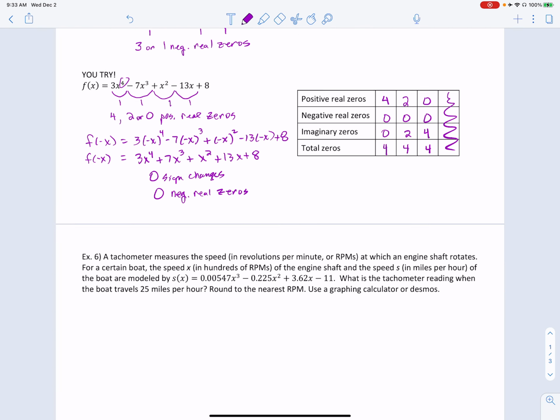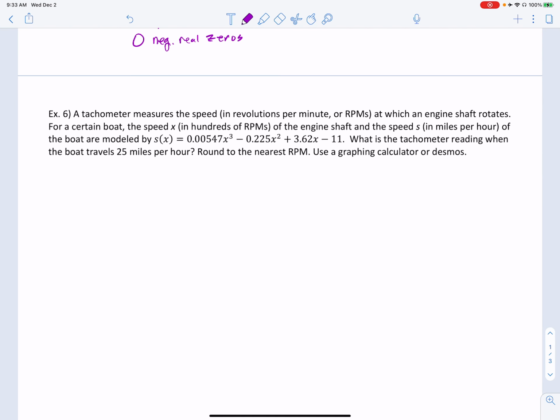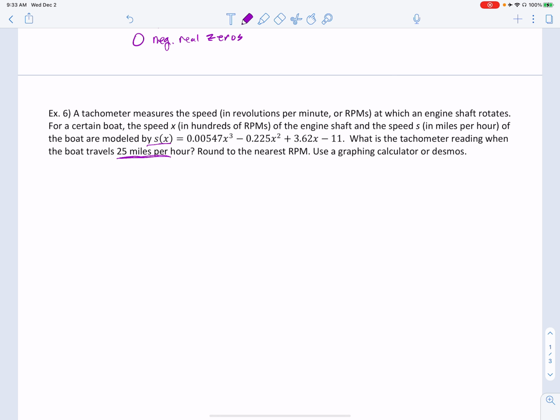Then just a little application problem here. And for this one, I want you to use Desmos to get the graph of it once we get going. So let's see. A tachometer measures the speed in revolutions per minute, RPMs, at which an engine shaft rotates. For a certain boat, the speed in hundreds of revolutions per minute of the engine shaft and the speed s in miles per hour of the boat are modeled by this function. What is the tachometer reading when the boat travels 25 miles per hour?